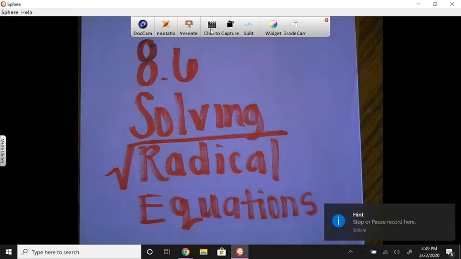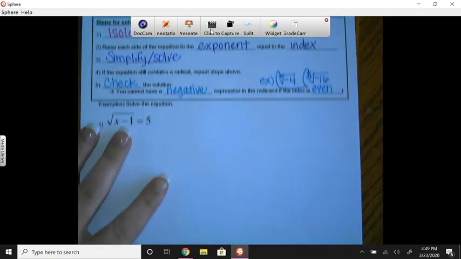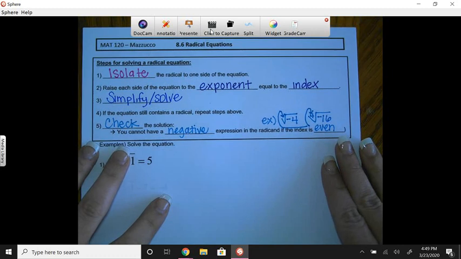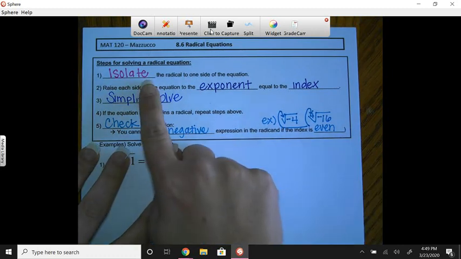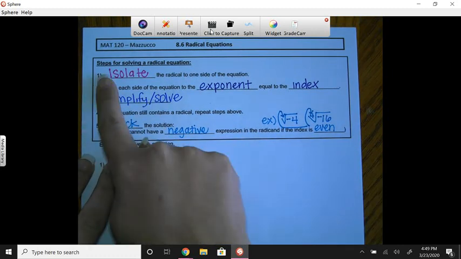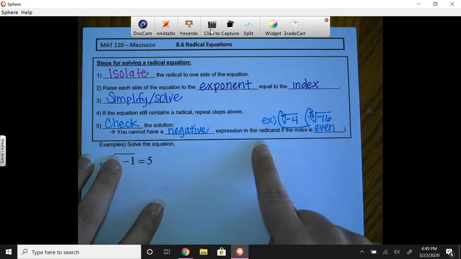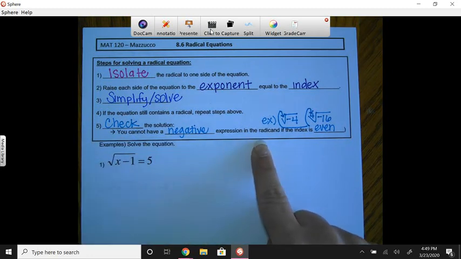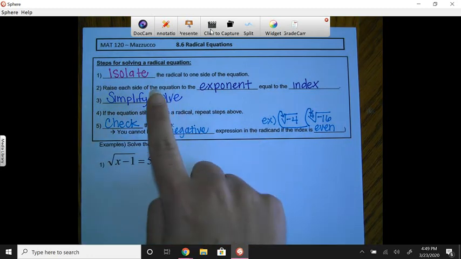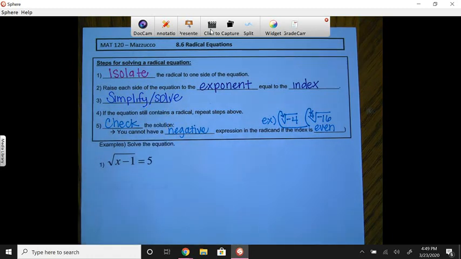In this video, we will be discussing how to solve radical equations. So if you would go ahead and pause this video and complete steps 1 through 5 in your note packet, and then push play, and I will explain each of these steps. So go ahead and pause the video.